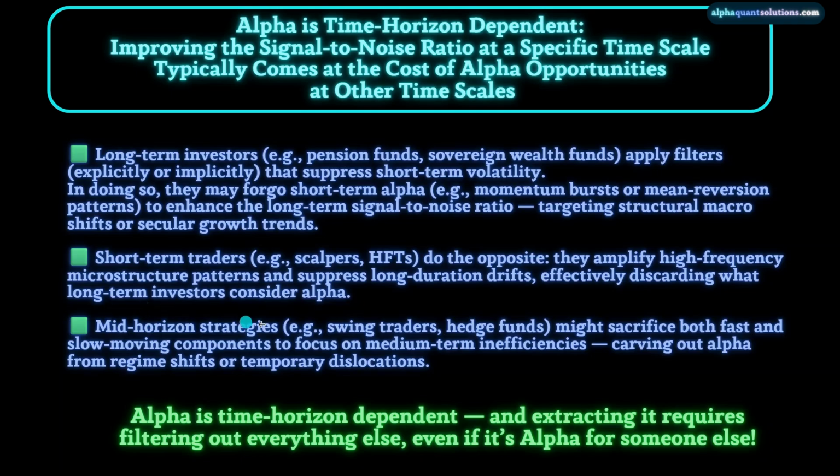Finally, for mid-horizon strategies, like swing traders or hedge funds, well, these might sacrifice both fast and slow-moving components to focus primarily on medium-term inefficiencies. So here, they carve out alpha from regime shifts or temporary price dislocations. So essentially, alpha is time horizon dependent, and extracting it requires filtering out everything else, even if it's alpha for someone else.